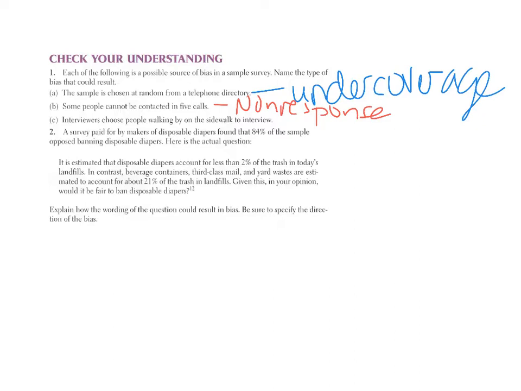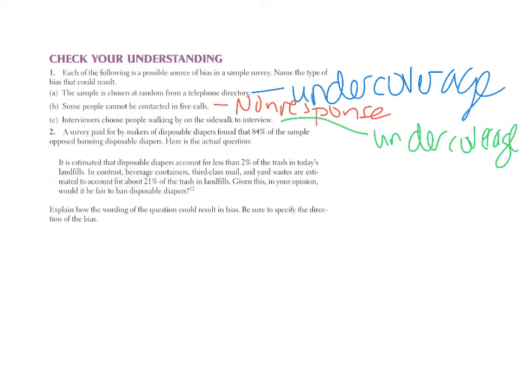Okay, so then we're looking at the last one here. Interviewers choose people walking by on the sidewalk to interview. Well, I've got plenty of people that are not walking by me on the sidewalk. So they cannot be part of my sample. So I run that risk of undercoverage.